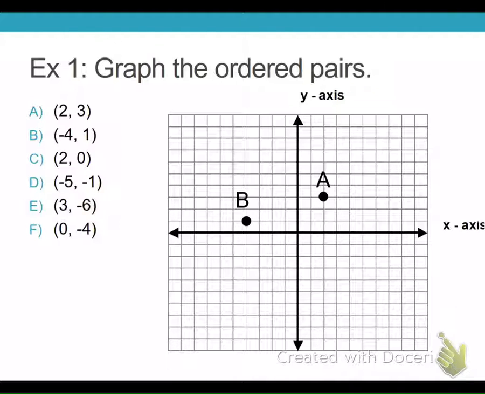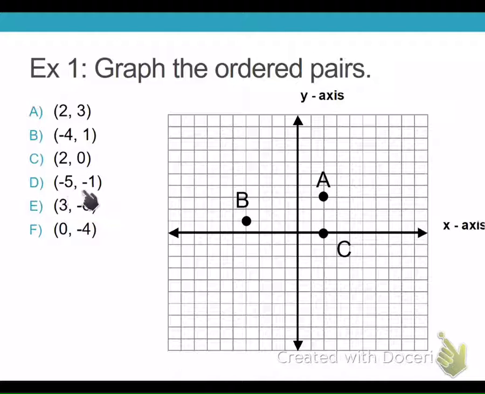All right, point C. What am I going to do? Go right 2. Don't go up or down at all. So your Y value is 0, so you're not going up or down at all. Or you could think you're going 0 spaces.